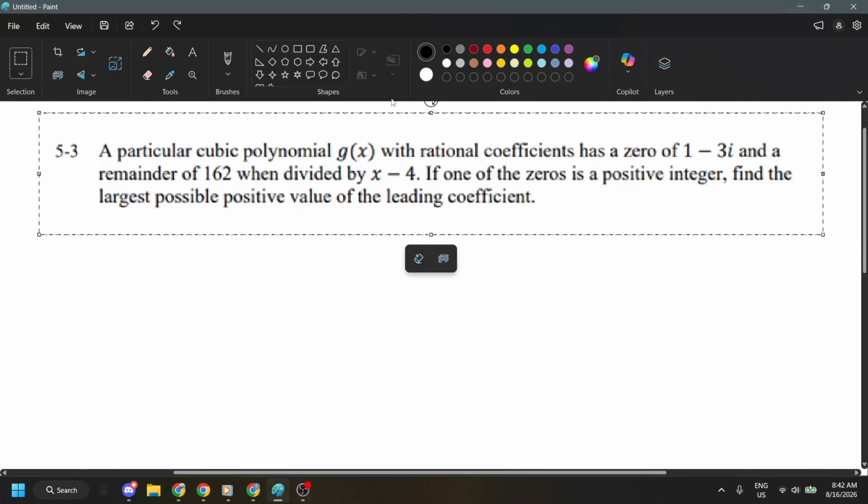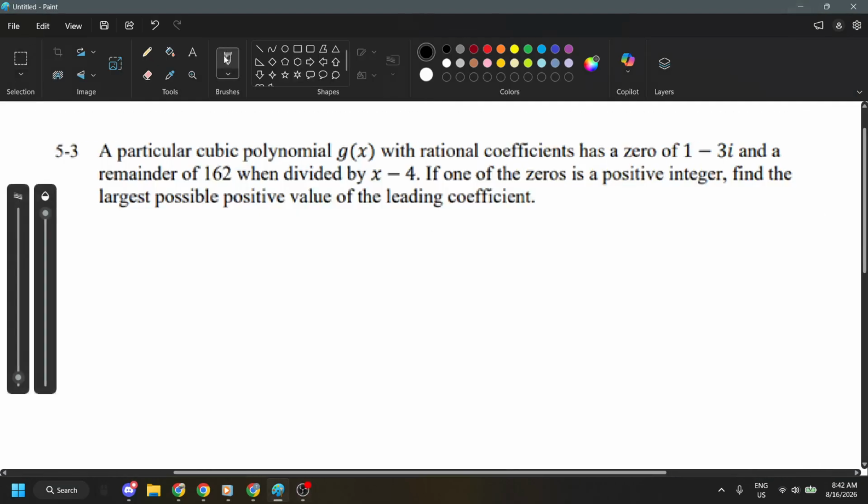Hi guys. A particular cubic polynomial g of x with rational coefficients has a 0 of 1 minus 3i and a remainder of 162 when divided by x minus 4. If one of the zeros is a positive integer, find the largest possible value of the leading coefficient. Largest possible positive value of the leading coefficient.